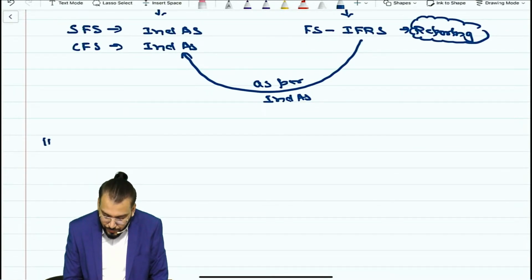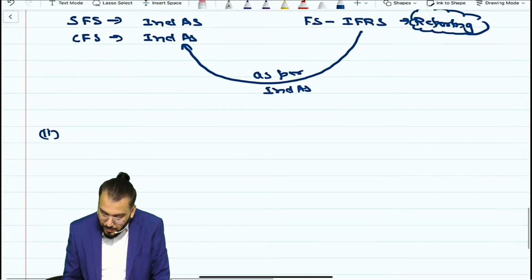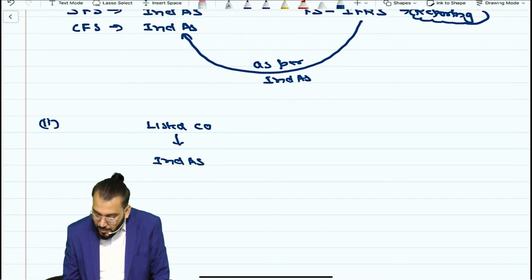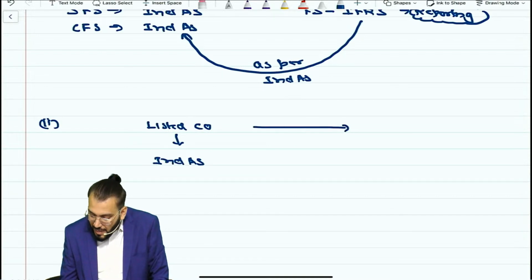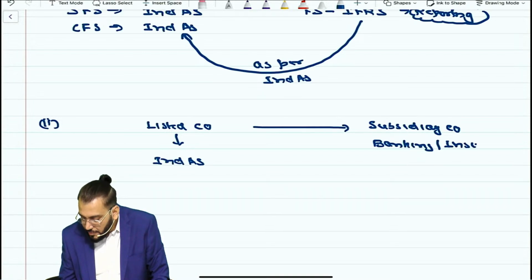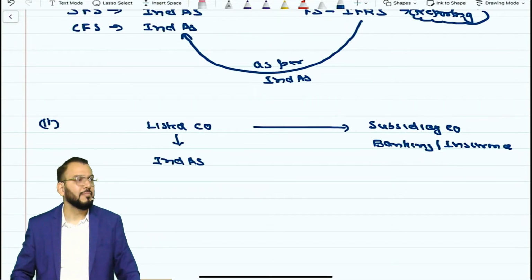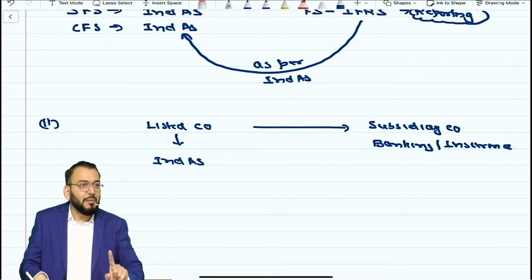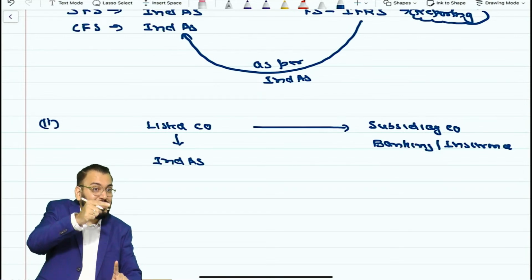One more point. Point number 2. Suppose there is one listed company, so can I say Ind AS is applicable? Correct. And this listed company has a subsidiary which may be a banking company or insurance company. Yes or no? Now we have understood that for banking and insurance companies, Ind AS is not applicable till date. But can this company become a subsidiary of a listed company for which Ind AS is applicable?